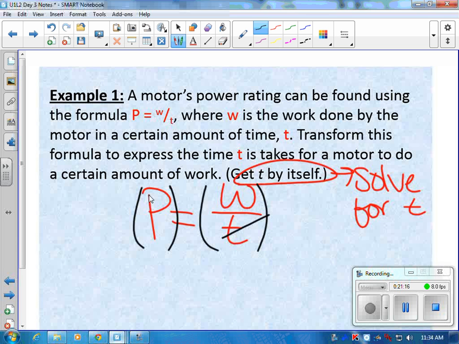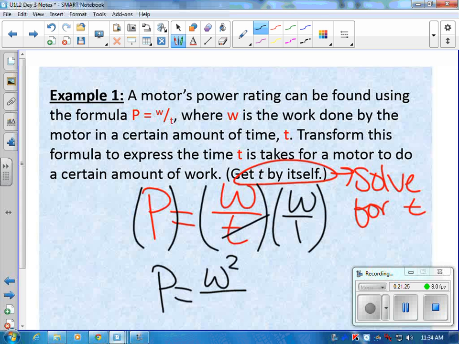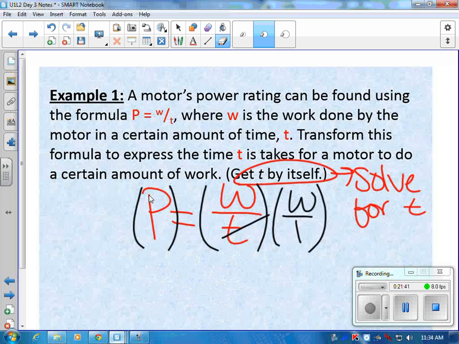Joe? If I just multiply by W, I'm going to get that P equals W squared over T. Because W is in the numerator. So when I multiply numerator times numerator, or numerator times denominator, now I get just more W's on that side. So another good guess. Let's try again. What else can I try to multiply by?